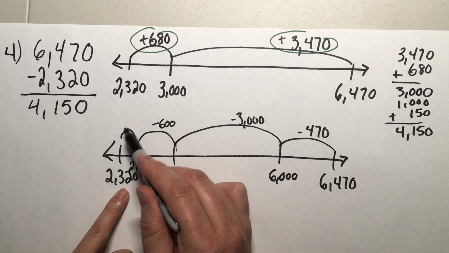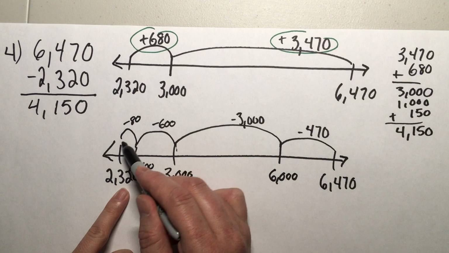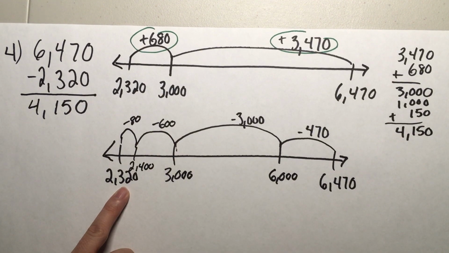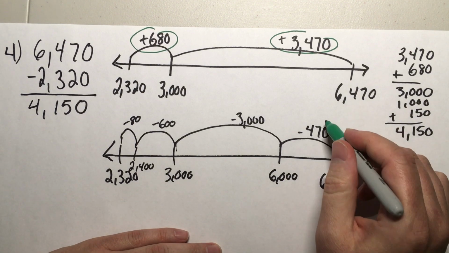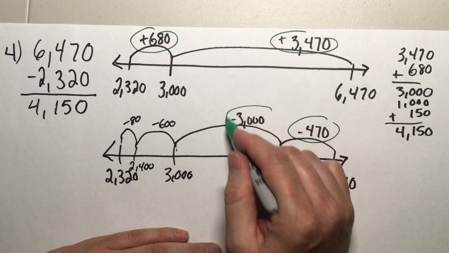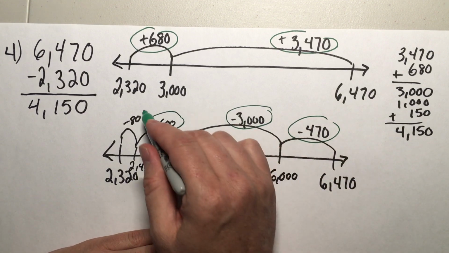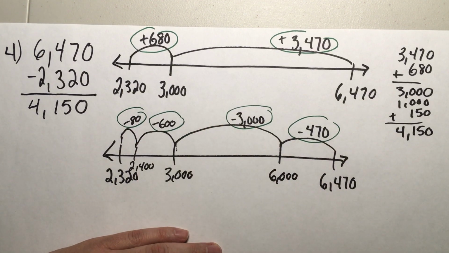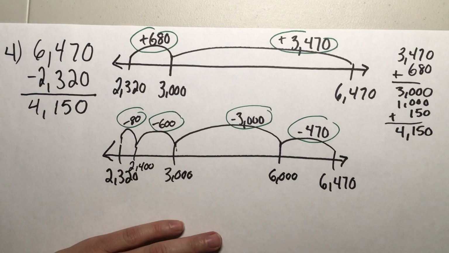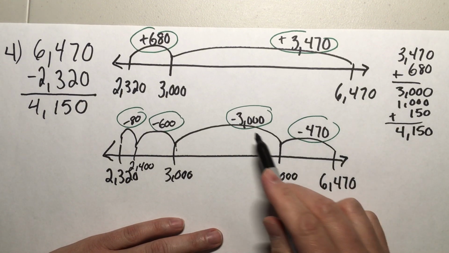Now I'm going to take away 80 to get to 2,320. All right. Notice once again, the more jumps that you do, actually, the more likely you are to get the problem incorrect, because you have to add more numbers with your partial sums in the end, okay? So just keep that in mind.